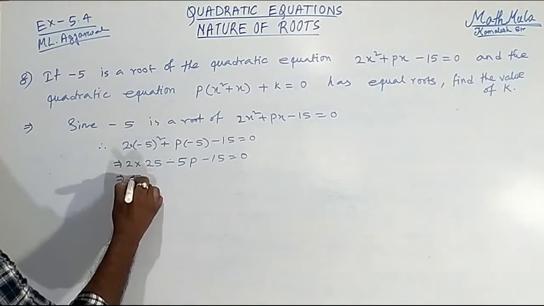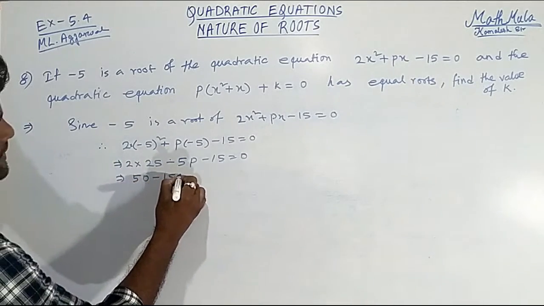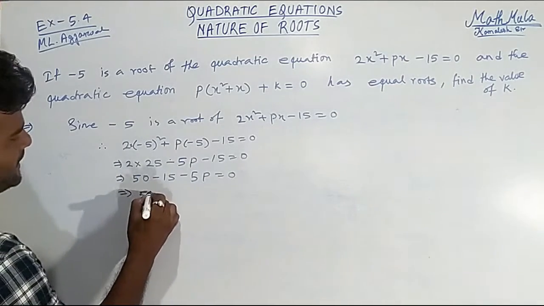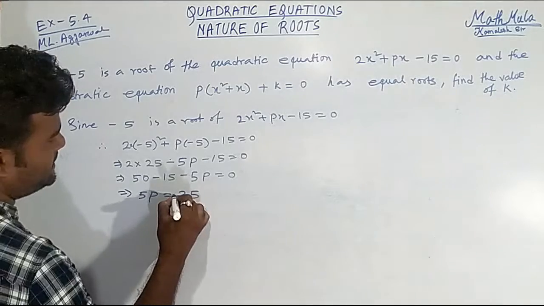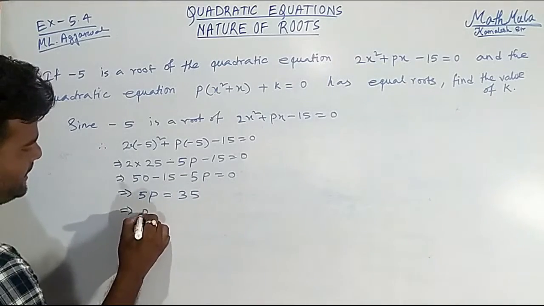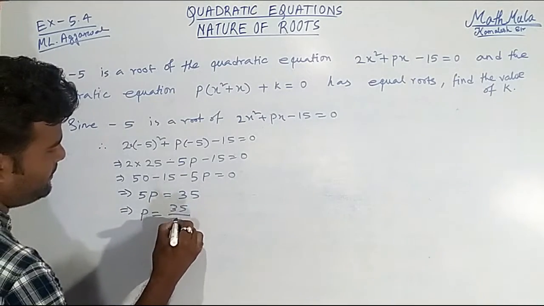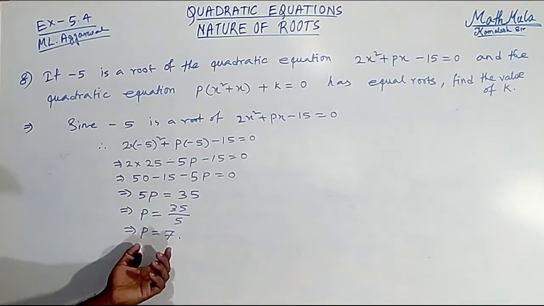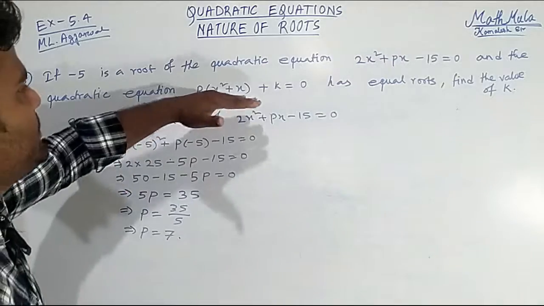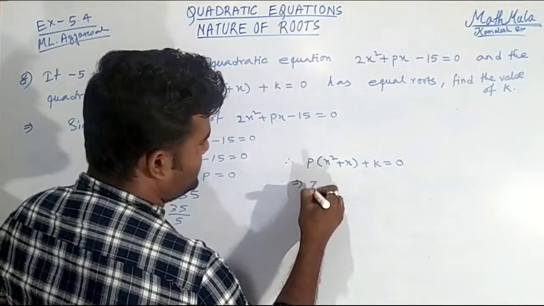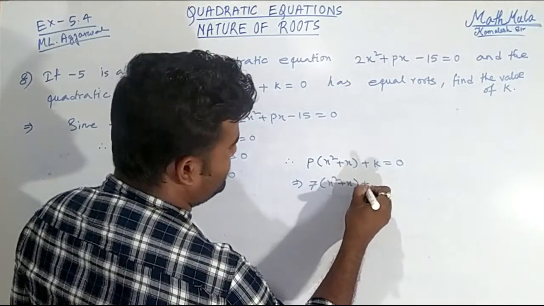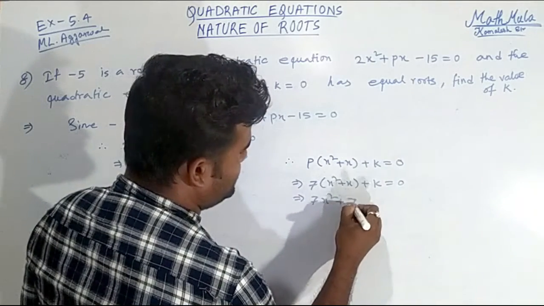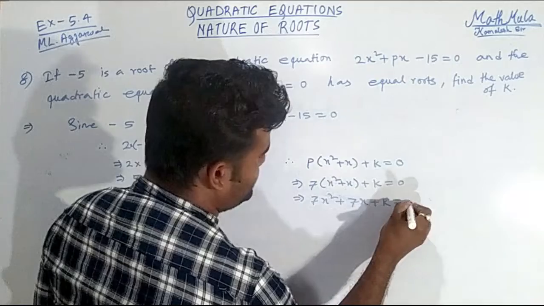2 into 25, that is 50, minus 15 minus 5p equals 0. That implies 5p equals minus 35. That implies p equals 35 by 5, that is p equals 7. Now we substitute this value of p in this equation. Then we get 7 of x squared plus x plus k equals 0. That implies 7x squared plus 7x plus k equals 0.